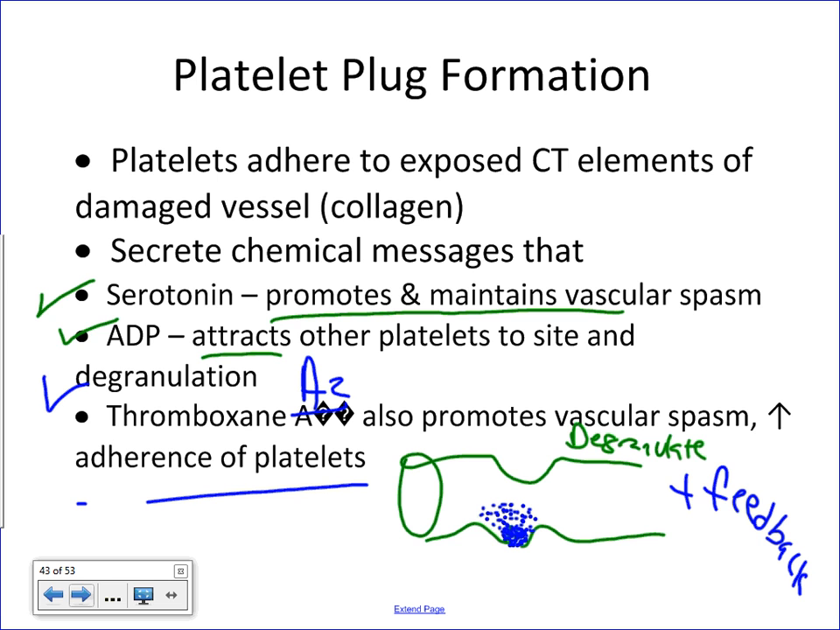So again, serotonin maintains the vascular spasm. ADP attracts more platelets and makes it easier for them to degranulate. Thromboxane A2 also maintains vascular spasm and makes platelets more sticky. So all three of these chemicals are being released at the same time.